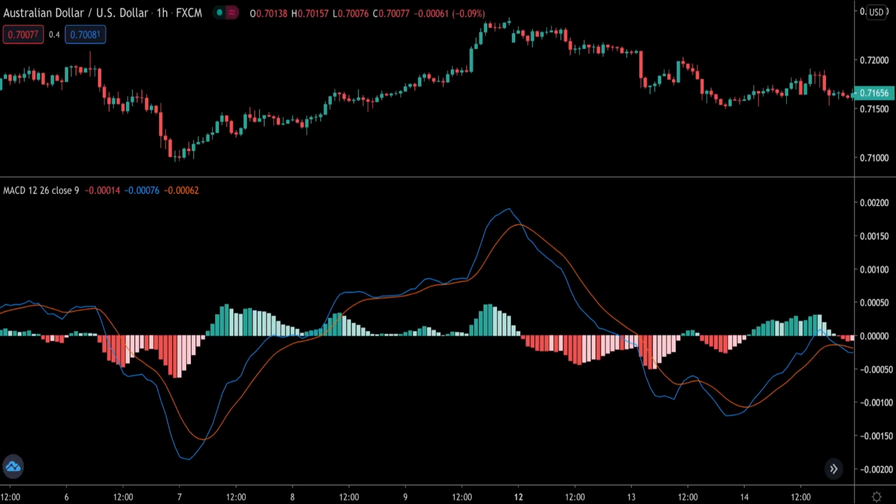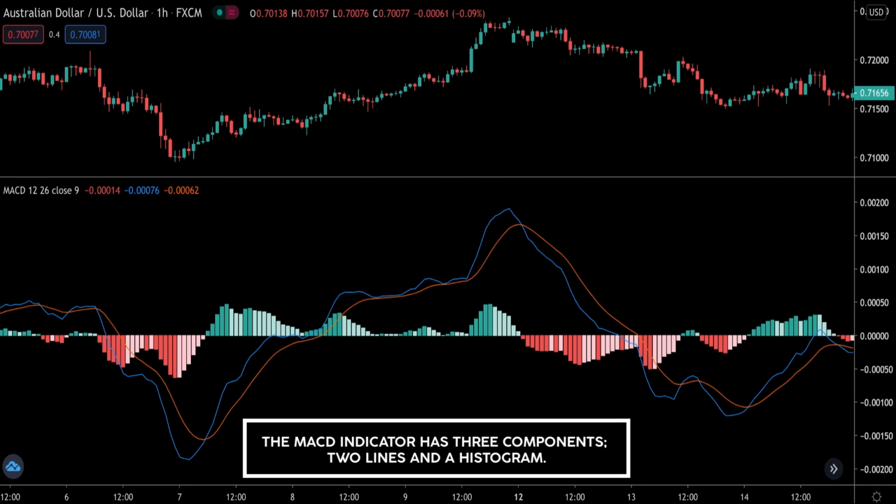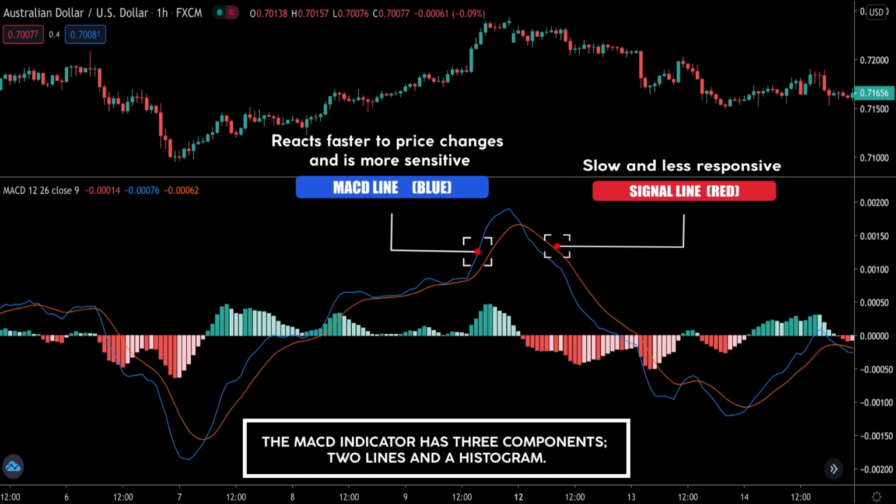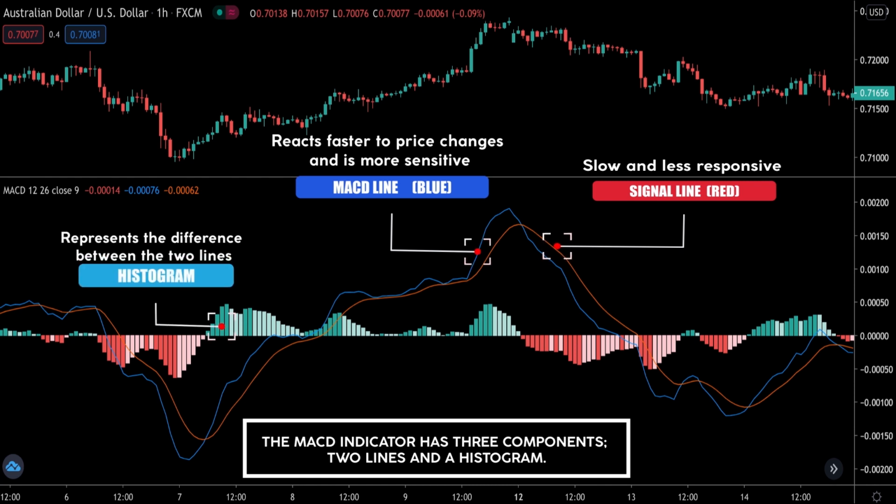The MACD indicator has three components, two lines and a histogram. The MACD line is the faster line on the indicator. It reacts faster to price changes and is more sensitive. The second line that you see here is the MACD signal line. It is slower and less responsive. Then we have the MACD histogram, which represents the difference between the MACD line and the signal line. The bigger the gap between the two lines, the higher the MACD histogram bar will be.